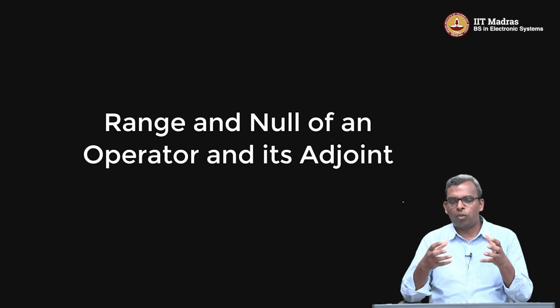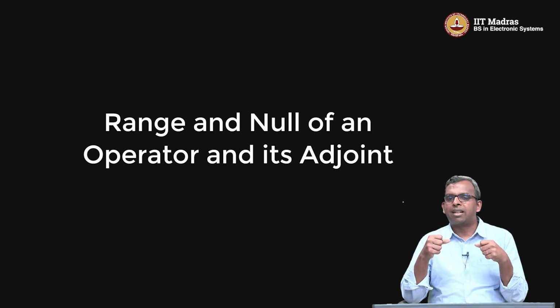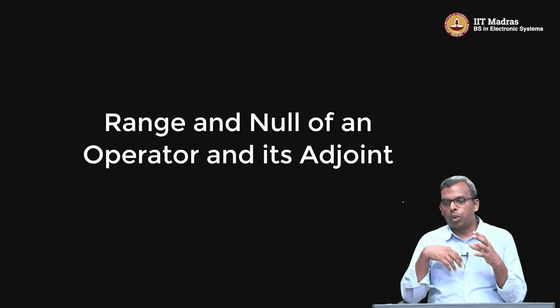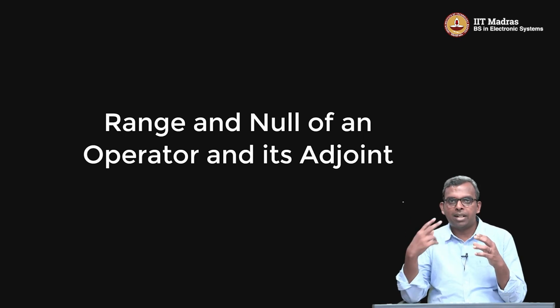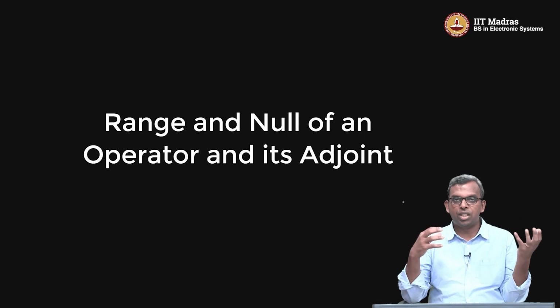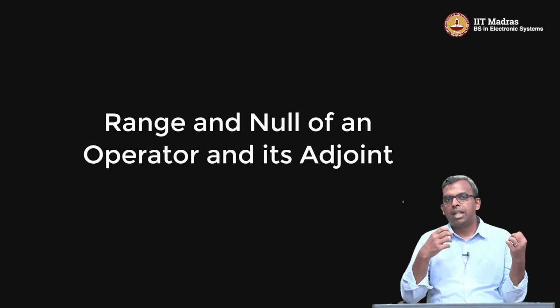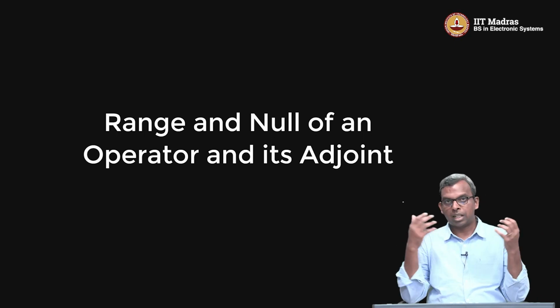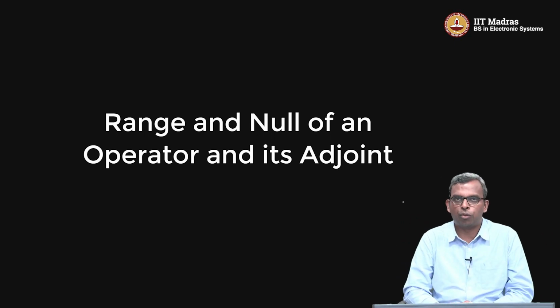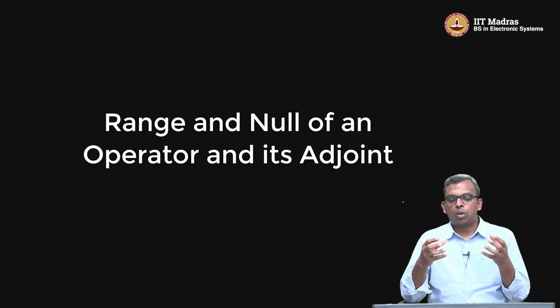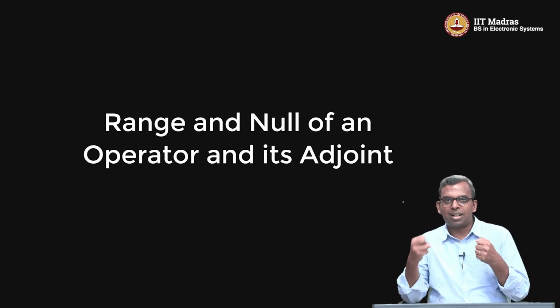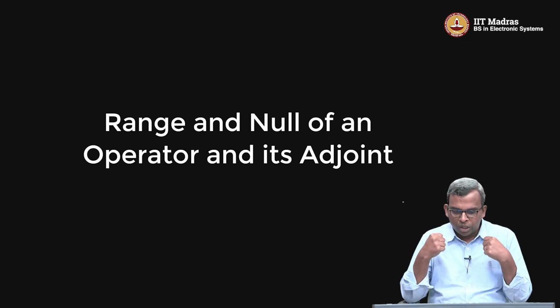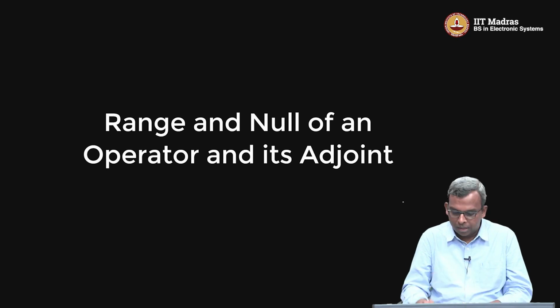Let's start by looking at the range and the null space. We always knew that the operator is characterized very strongly by the range and the null space. If you put in the entire plane as the input, what output do you get? That's the range, which characterizes the operator. Similarly, the null space is the subspace that takes you to 0. That's also a very useful property of an operator to know. It turns out the range and null space of the operator and the adjoint are very connected, and I'm going to explore that connection in this lecture.